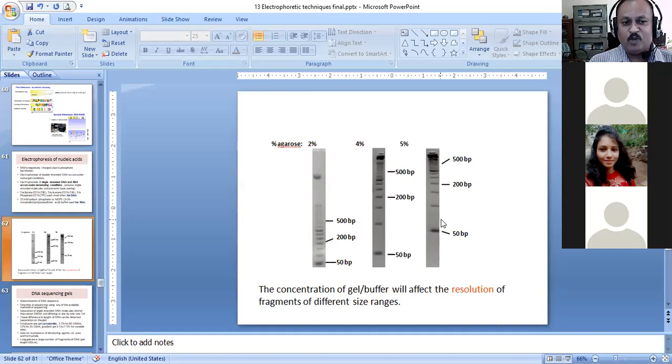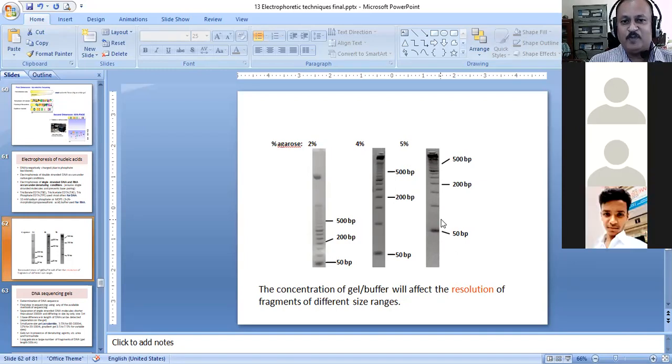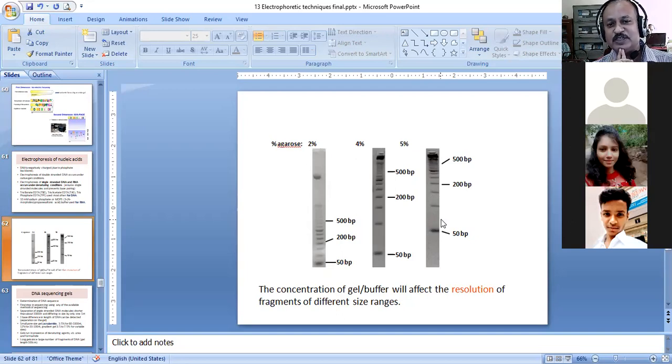See, porosity and pore size are two different things. Try to understand me. When pore size is large, the porosity actually is less. Porosity refers to the number of pores in a given area or in a given volume. So these are actually contradictory things. When you say 2% gel or low concentration agarose, the pore size will be more, but the porosity is less. When you use a high concentration gel, the pore size will be less, but the number of pores will be more, and therefore the porosity will be more.